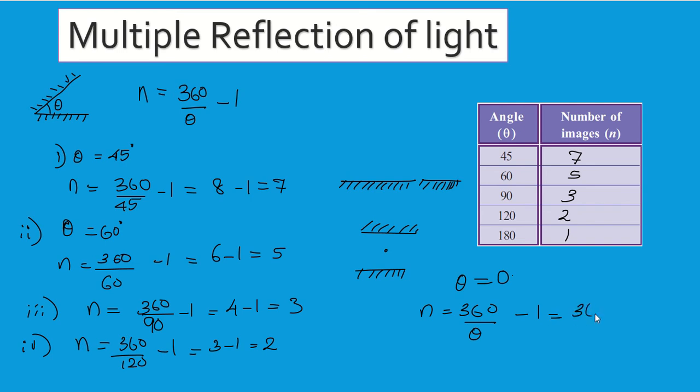That's equal to 360 divided by 0 minus 1. That is going to be 360 by 0. Any number divided by 0 is going to be infinity. So if two plane mirrors are aligned parallel to each other, we will be getting an infinite number of images. Hope you understood the concept.